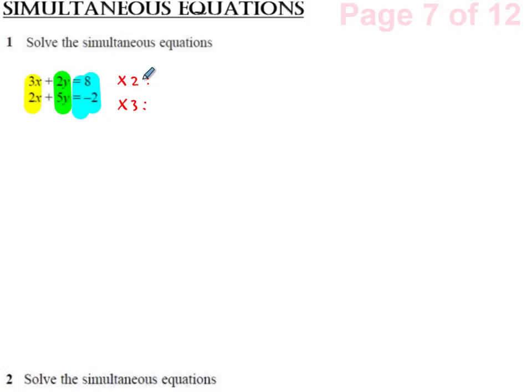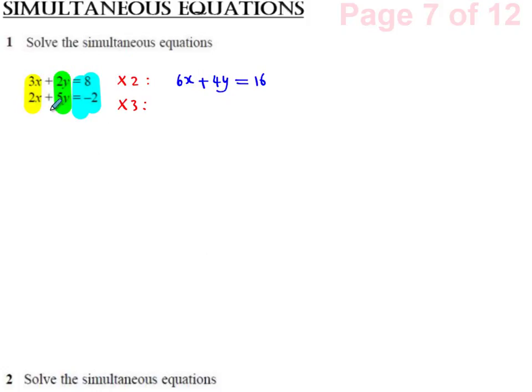So 3x times 2 is 6x. Plus 2y times 2 is plus 4y. 8 times 2 is 16. So I've got that equation. Now this equation here and this equation from the earlier one, they are actually similar. I suppose similar is not the right word. They are identical, because if you divide everything by 2, you get this one here.